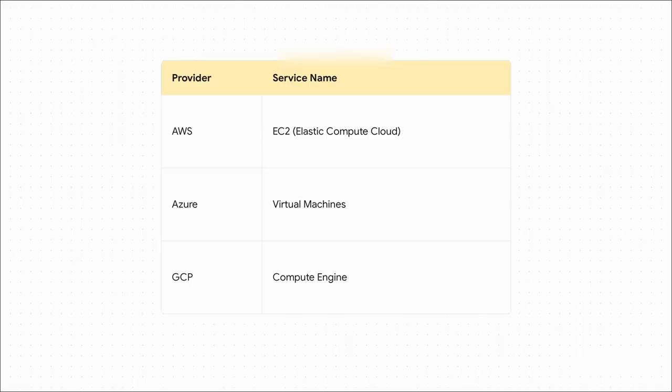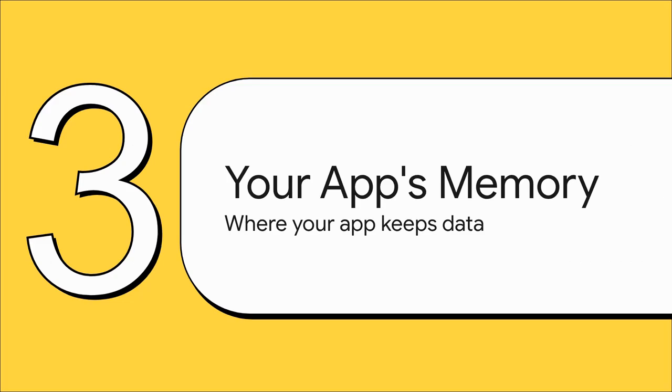Now, this is where you start to see the pattern. Check out how each of the big three names this core service. Amazon Web Services, or AWS, calls it EC2. Microsoft's Azure is super straightforward, they just call it virtual machines. And Google Cloud Platform, or GCP, calls theirs Compute Engine. See? Different names, but it's the exact same fundamental idea. All right, so our app has a brain. It can think. That's awesome.